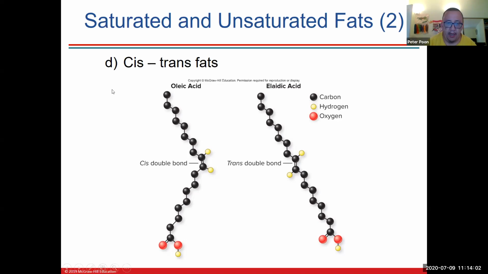The cis double bond allows them to be oils. The trans double bond doesn't. That's one of the reasons why trans fat is bad for you. The other reason why trans fat is bad for you is simple. We don't really know in our body how to break this double bond. We know how to break this double bond. We don't know how to break that one.